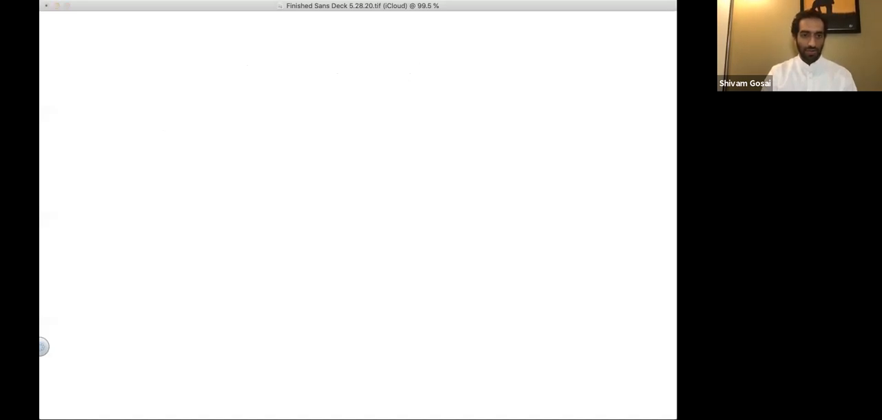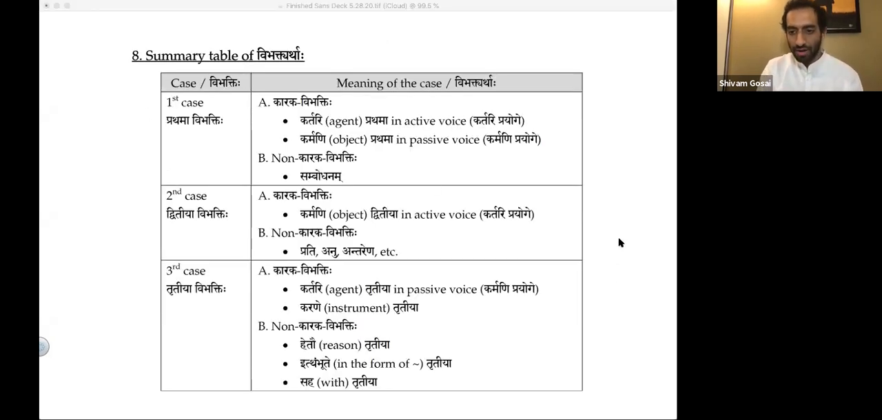So now I just wanted to continue to wrap up our Vibhakti Artha. So this is page 86 of the book, an overview. Prathama Vibhakti, we always want to remember there's always Karaka Vibhakti and non-Karaka Vibhakti. So in Prathama Vibhakti, we have Kartari Prathama in Kartari Prayoga. Then we have Karmani Prathama, the first case in the sense of object in Karmani Prayoga. Okay, so they always match up.